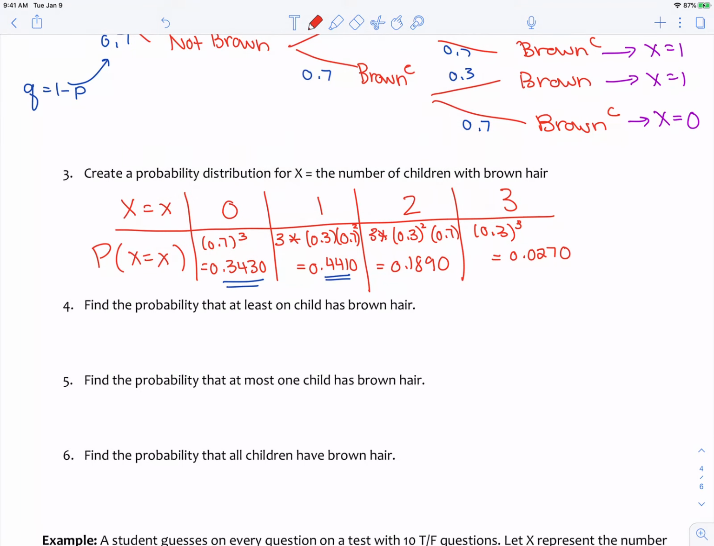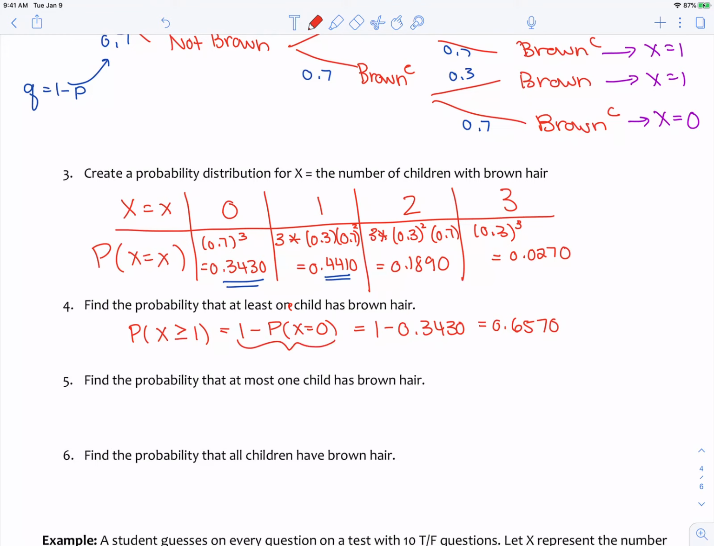All right. But we want to know what is the probability of getting at least one child who has brown hair. So the probability that X is at least 1, so 1 or more, so greater than or equal to 1, is going to be the sum of the probability of 1 plus 2 plus 3, or we can do 1 minus the probability that X equals 0, which is usually a much quicker process. So 1 minus 0.3430. And that's going to be equal to 0.6570.